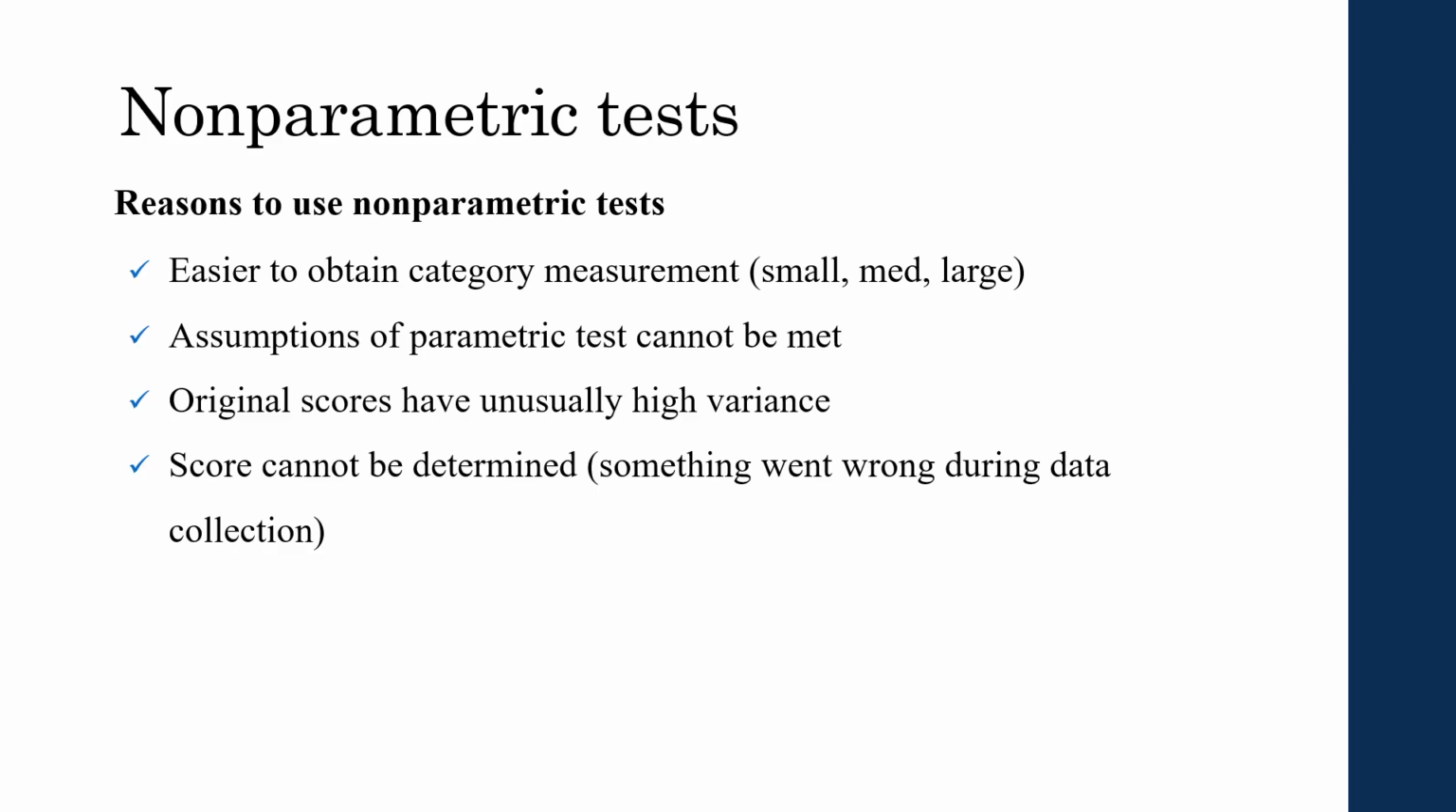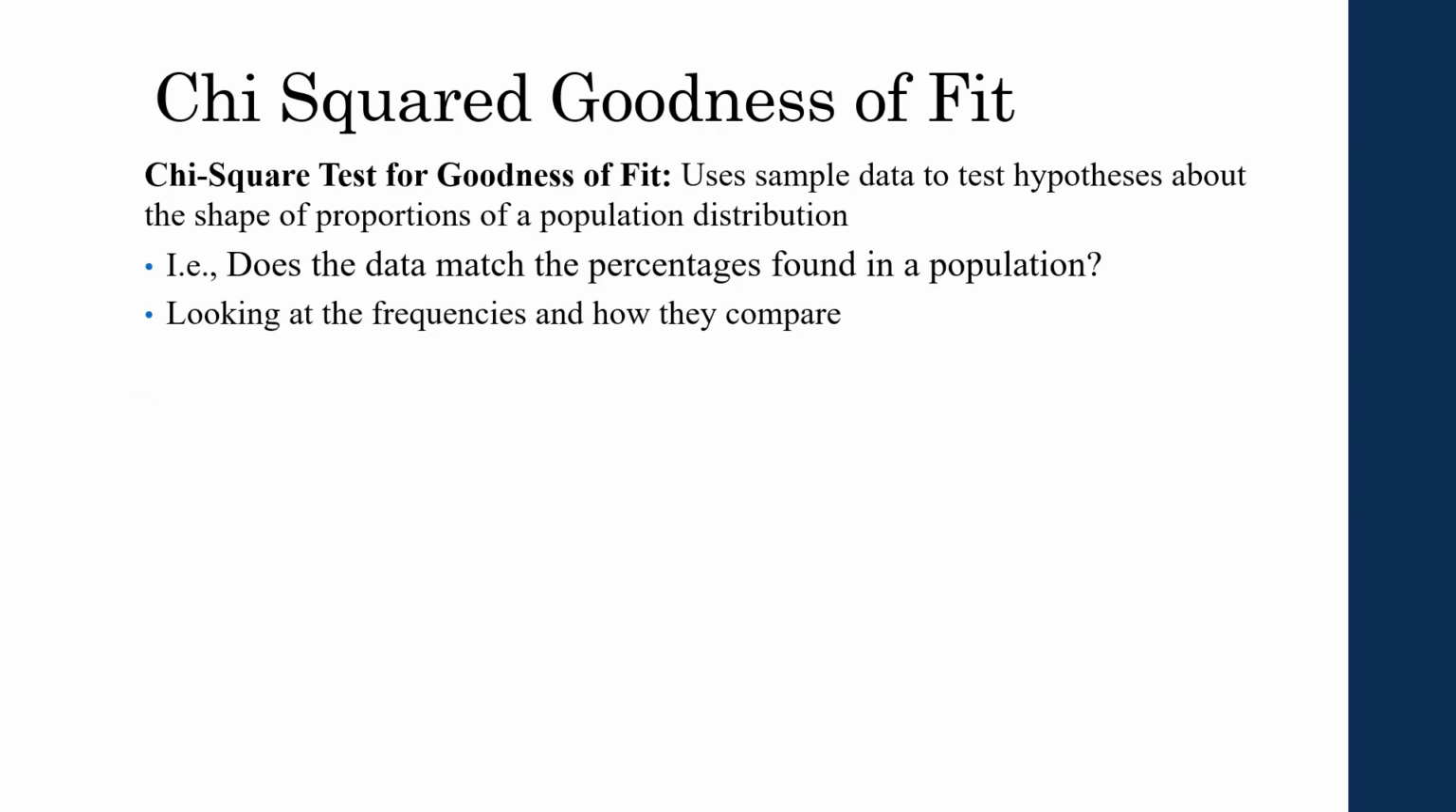Similarly, non-parametric tests allow us to run tests on data with unusually high variances. If we have a lot of outliers, we can still handle that data. And lastly, non-parametric tests are helpful when scores cannot be determined. Maybe some participants didn't finish the test, or if it's an animal study, a rat never found its way through a maze. Let's start with the chi-square test for goodness of fit.